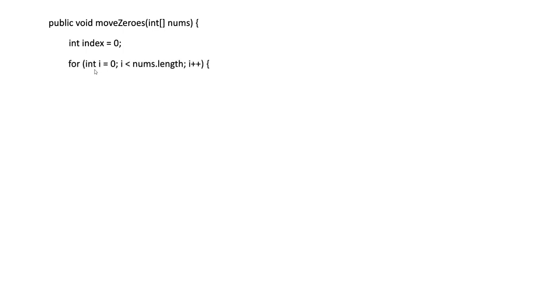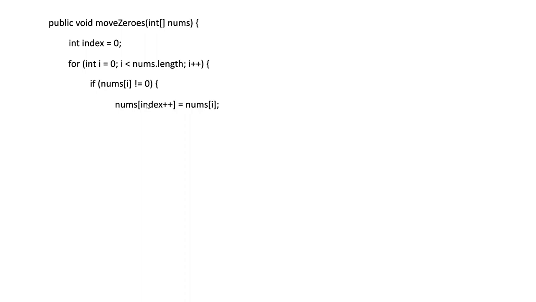So we'll loop through each number in nums. So if nums of i is not equal to 0, then what we're going to do, because we can't create a new array with the stipulations made by LeetCode, we're going to assign nums[index] equal to nums[i].